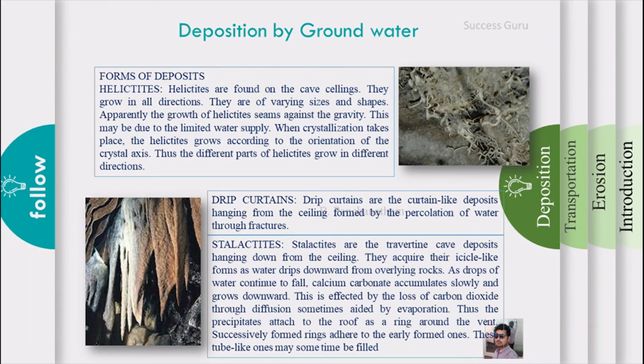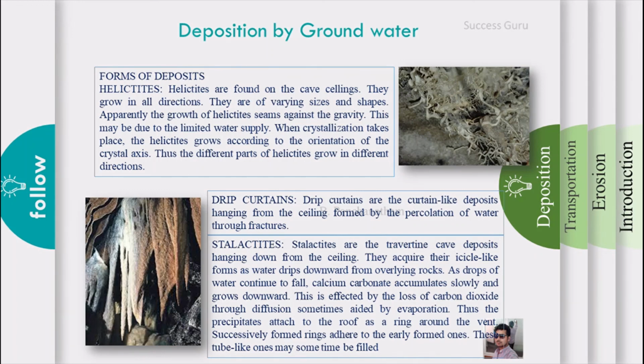The next one is the stalactites. The stalactites are the travertine cave deposits hanging down from the ceiling. So this is a stalactite. You can see a number of stalactites here. They acquire their icicle-like form as water drips down from an overhanging rock. As drops of water continue to fall, calcium carbonate accumulates slowly and grows downwards, and this is affected by the loss of carbon dioxide through diffusion, sometimes aided by the evaporation.